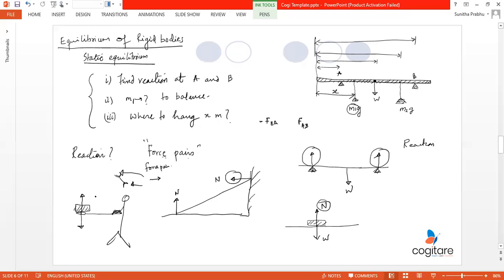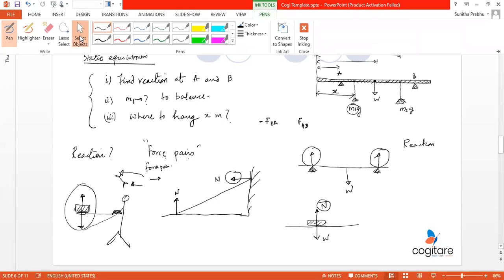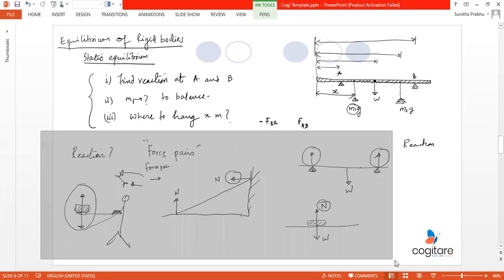If you don't apply that equal and opposite force, your hand will go off like this and the book will fall. To prevent the book from falling, you are applying a force in the opposite direction. Yes or no? Then only the book will be in its place. Do you guys understand this? Yes, sir.